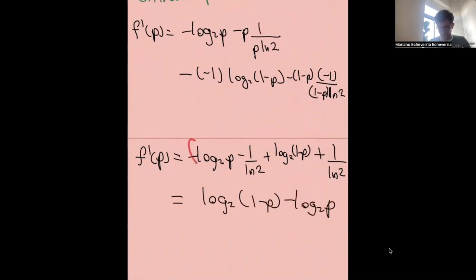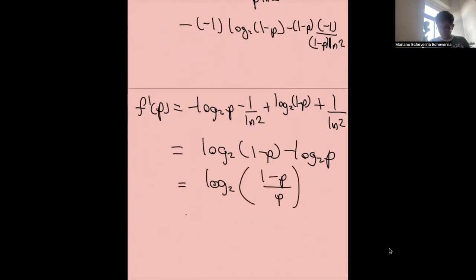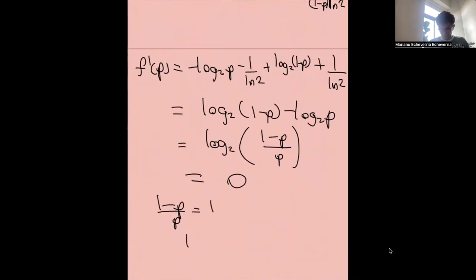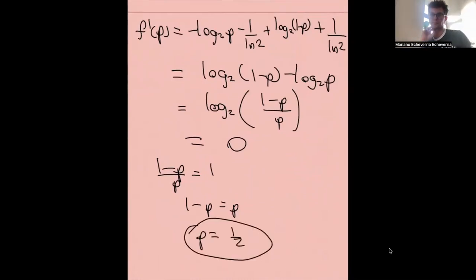I prefer to see this one in the second term because it appears with a minus, and then if you want, you can put them together as a single argument, and you want this to be 0. When is a log 0? The log is 0 only when the argument is 1. So you need 1 minus p over p to be 1, so you need 1 minus p to be p, so you need p to be 1/2. Is that making sense?